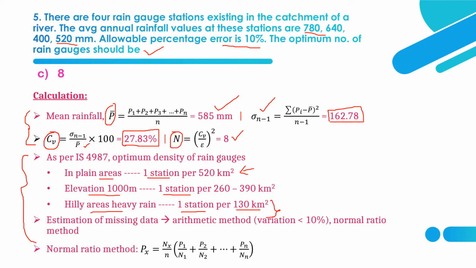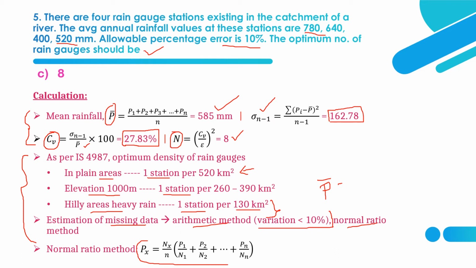And how to estimate missing data? There are two methods: the arithmetic method and the normal ratio method. We use the arithmetic method when the variation between the data is less than 10%. For example, we calculate the average, and that average will be within 10% of all these values. Then we can go for the arithmetic method, or otherwise we have to go with the normal ratio method.